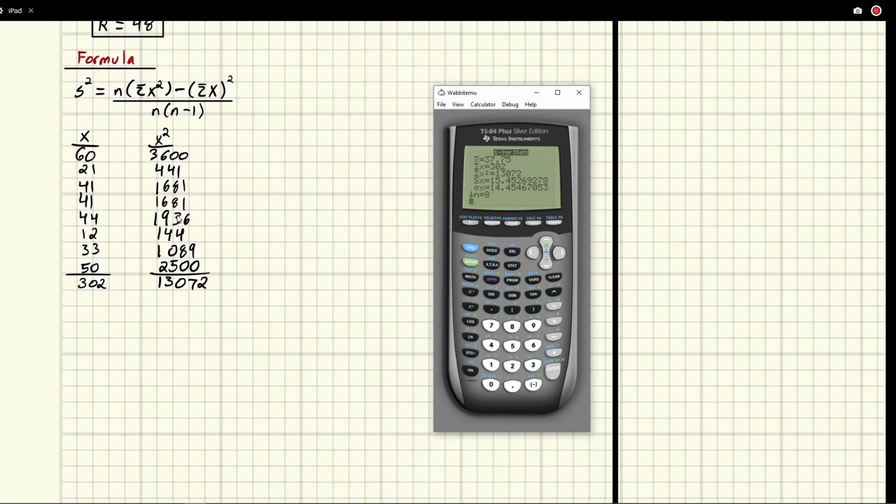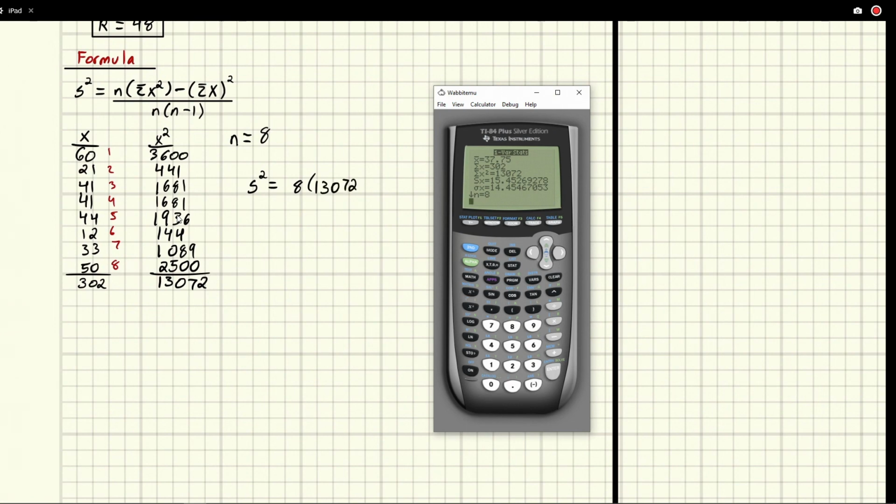The last thing we need is the number of numbers, n. So looking at this, we've got 1, 2, 3, 4, 5, 6, 7, 8. So n is equal to 8. So now we can just go right to the formula. So s squared is equal to n, that's 8, times, and I would keep all the parentheses exactly how they are. So that's the sum of x squared.